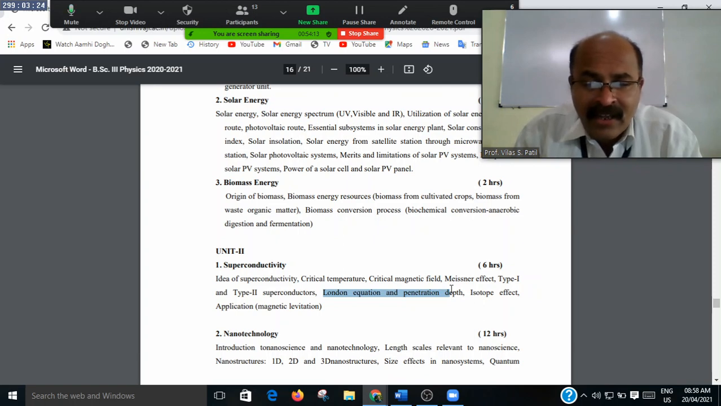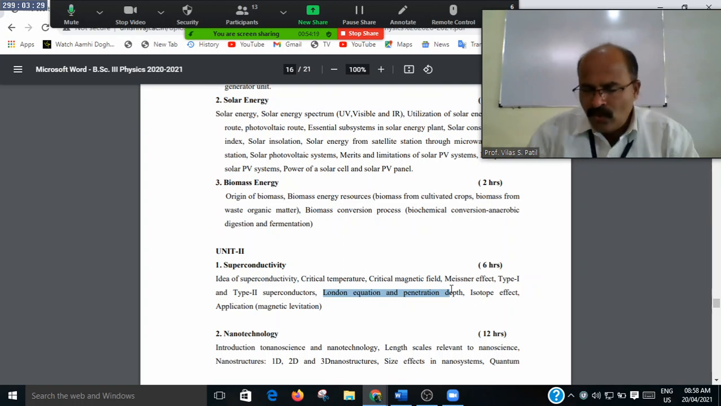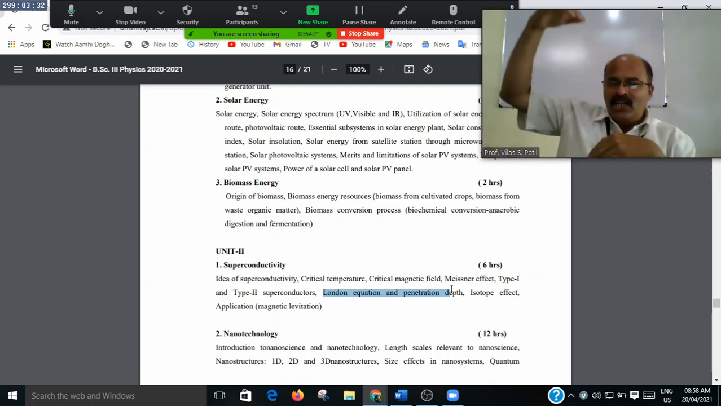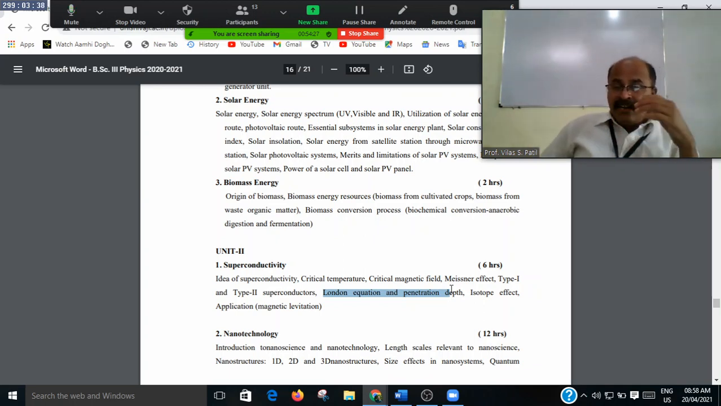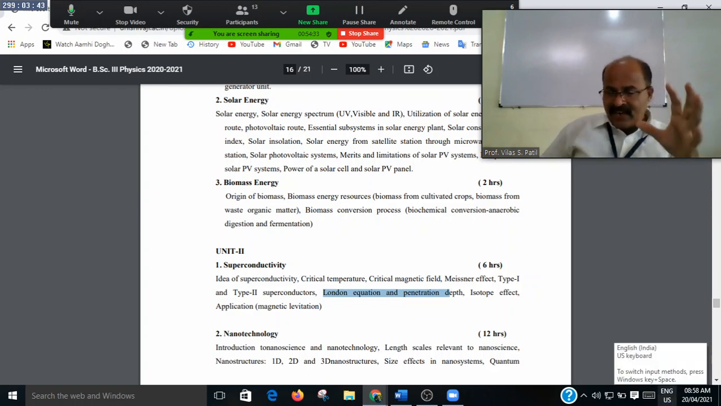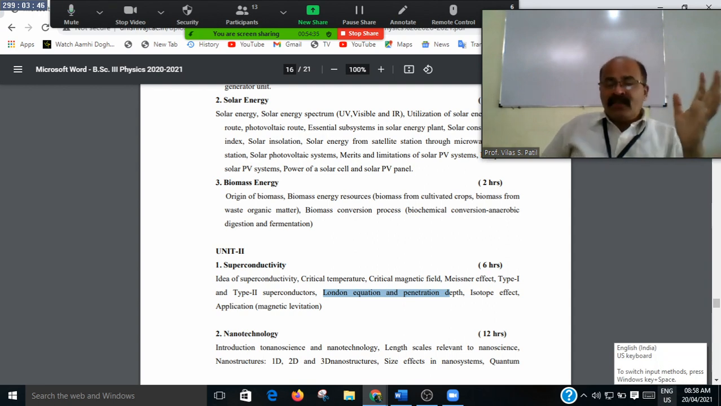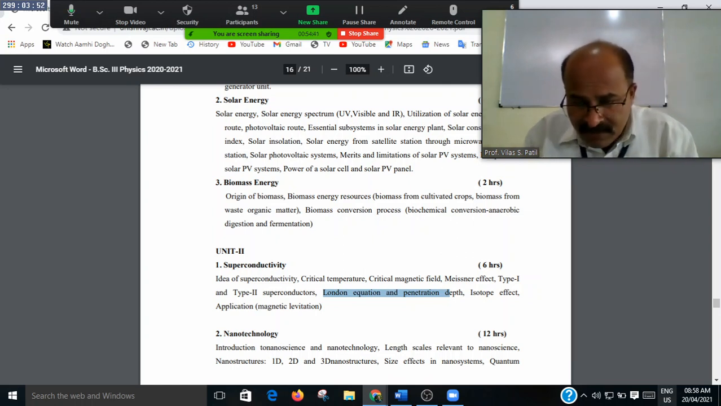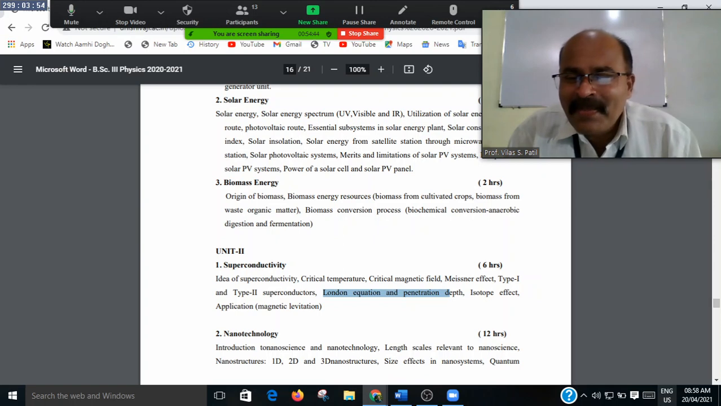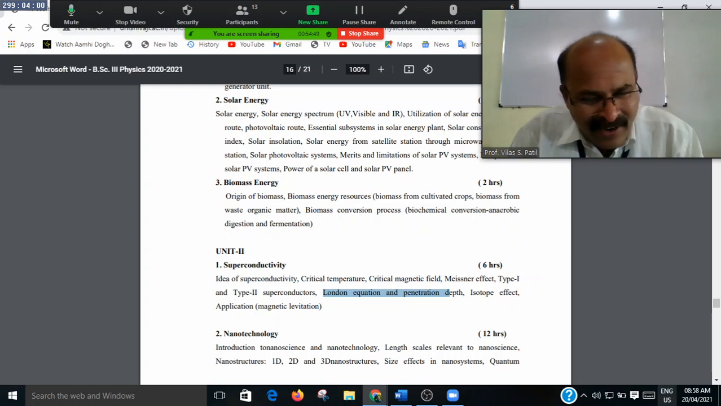And again the isotope effect, application. There is a different and huge list of applications of the superconductor. There are a number of applications of the superconductor in research area, in social area, in educational area, in industrial area, everywhere. Friends, here we explained the superconductivity. In the next lecture I am going to explain nanotechnology.